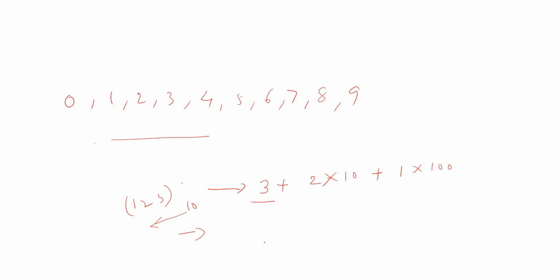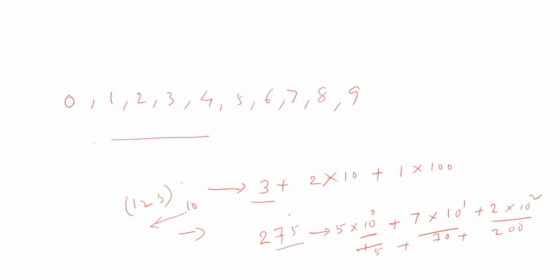Similarly, if we take 275, this number is formed by 5 into 10 power 0, which is nothing but 5, plus 7 into 10 power 1, plus 2 into 10 square. So this is 200, this is 70 and this is 5. So 5 plus 70 plus 200 is 275. This way in the decimal system any number is formed by using combinations of the digits from 0 to 9, and we have also seen the place value of each digit in the number.